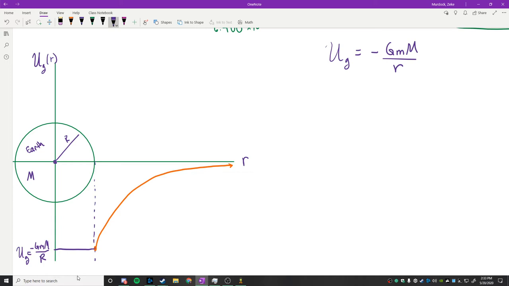So why is it negative? What does the negative sign mean? What do you guys know about negative energy? Have you seen negative energy in any of your other classes? Are you sure? Anybody else? You have, I promise you.